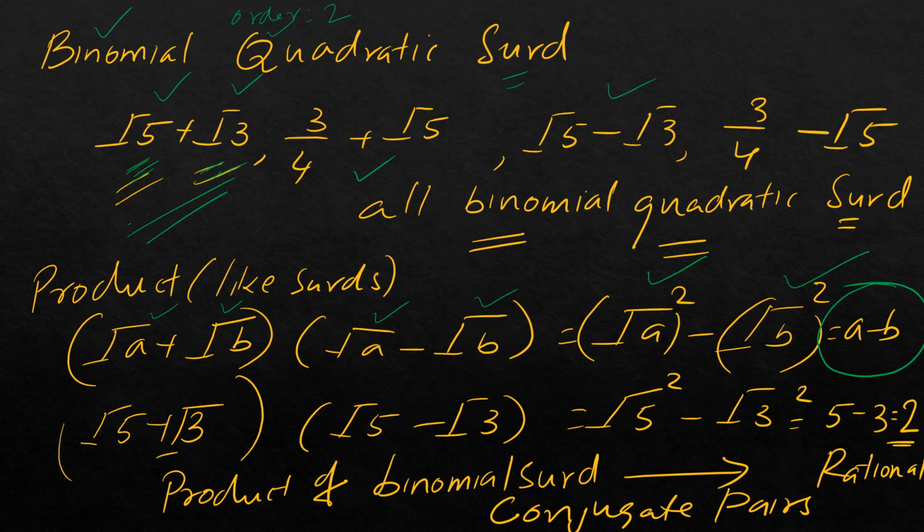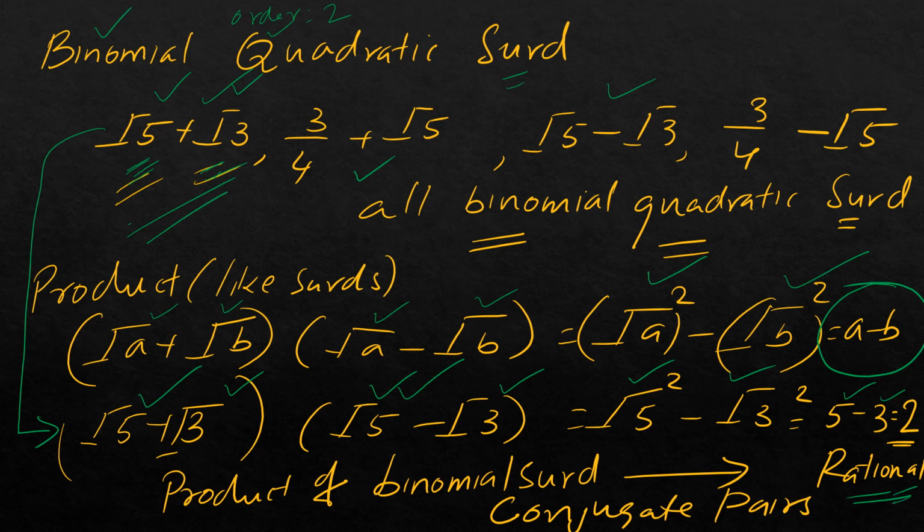Suppose the first one which we have taken as an example, just once you have to understand, root 5 plus root 3, just like root a plus root b, root a minus root b, just like that, root 5 minus root 3, a square minus b square, 5 minus 3, the answer is a rational number 2. So when we made a product of this binomial surd, we got a rational number. Whichever number was given, root 5 plus root 3, we multiplied with root 5 minus root 3. This converted root 5 plus root 3 into a rational number.